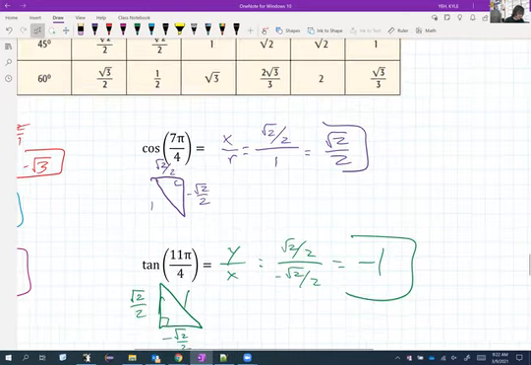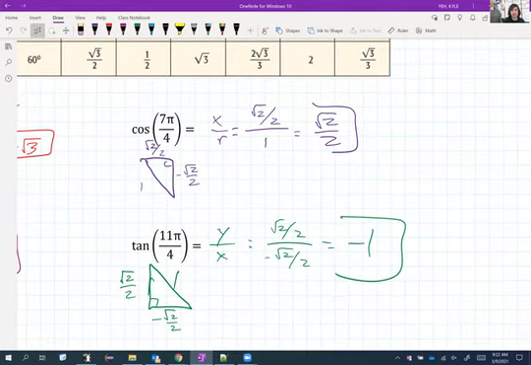And then tangent 11 pi over 4, it's more than a full circle, but it's a full circle plus 3 pi over 4. So that's another 45, 45, 90. I wrote down those side lengths, and y over x, √2/2, over -√2/2. Anything over itself is just 1. In this case, it's negative because we were positive divided by a negative.